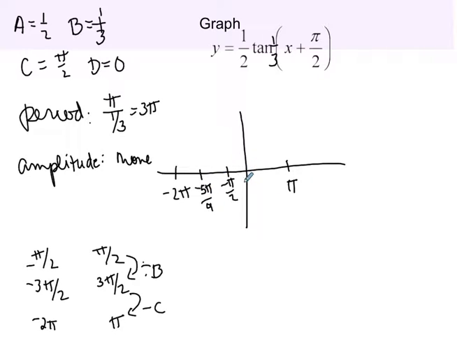Did I do that right? Let's check. Negative 5 pi over 2 divided by 2 is negative 5 pi over 4. How come that looks like a 9? Let's fix that.